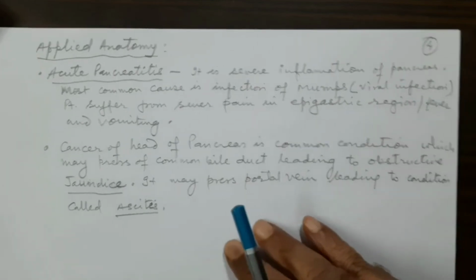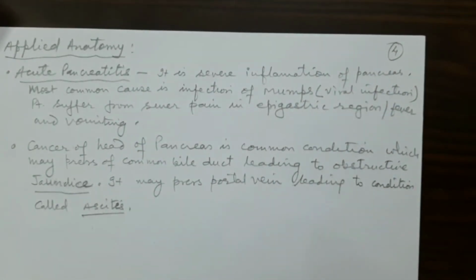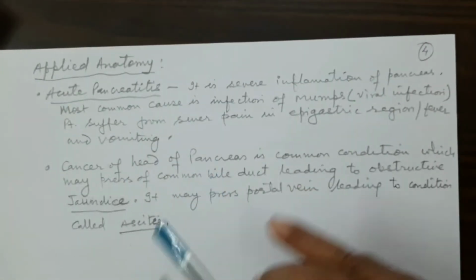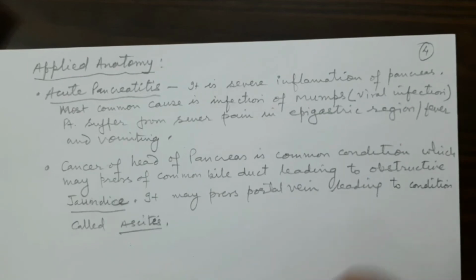Cancer means a tumor, and tumor means enlargement of the head will take place. Uncontrolled growth of the tissue of the head of the pancreas will take place, and it will become a tumor, a mass, and this will start pressing on the neighboring area. And you have seen that the superior mesenteric vein brings the blood from the intestine, and then it passes to join the splenic vein to form the portal vein, and this union is taking place just behind the head.